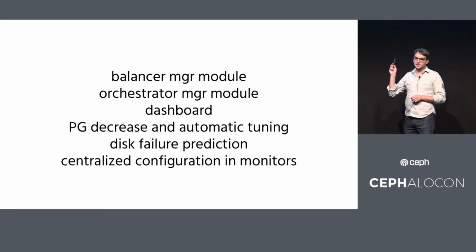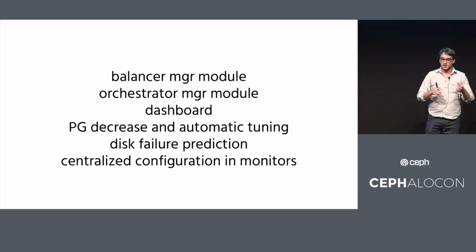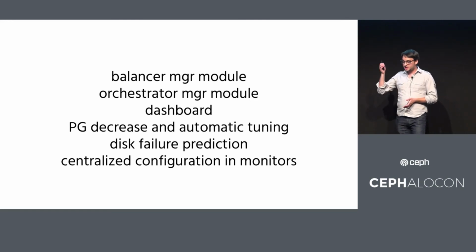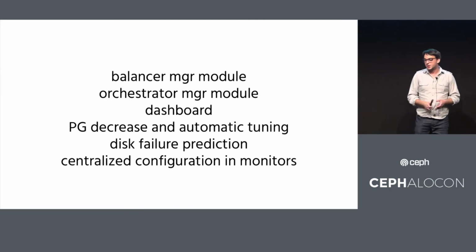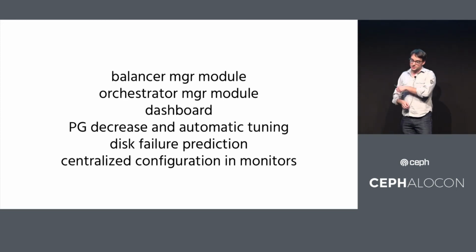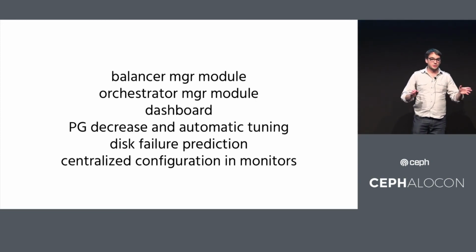The dashboard is a great feature, and in Nautilus, you can now do actions like creating pools and provisioning RBD images. So it really eases the introduction of new members on the storage team to using your Ceph cluster. PG decrease and automatic tuning, I talked about that earlier. Disk failure prediction, so you can know ahead of time which disk will fail. And centralized configuration in monitors, so you avoid having tons of ceph.conf files across your nodes.